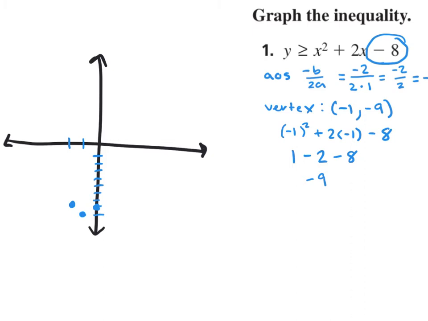Would it be dotted or not? No. Why? It has a line there. Right, because it has a greater than or equal to. That equal to means that it is a solid line.